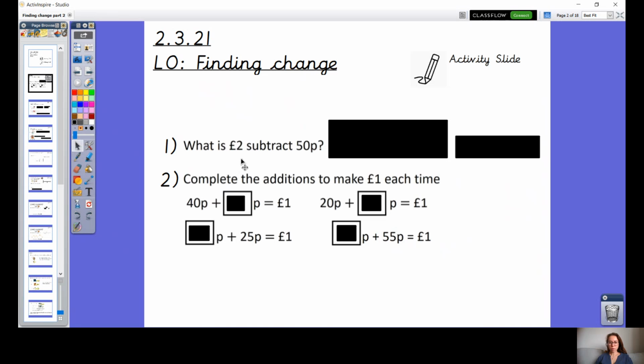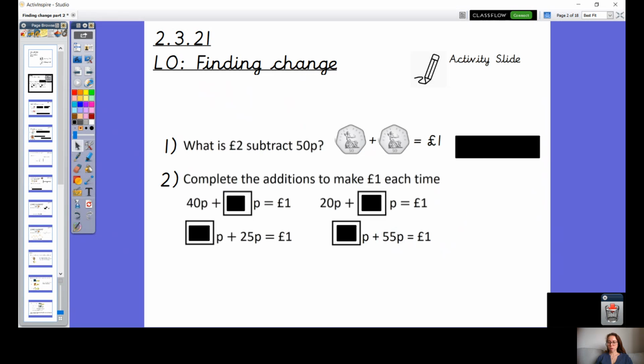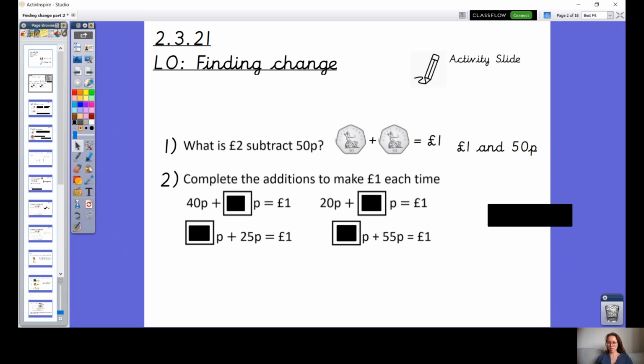So number 1, what is £2 subtract 50p? Now if we remember that 2 50p pieces is £1, that will help us. So hopefully you've got the answer £1 and 50p.